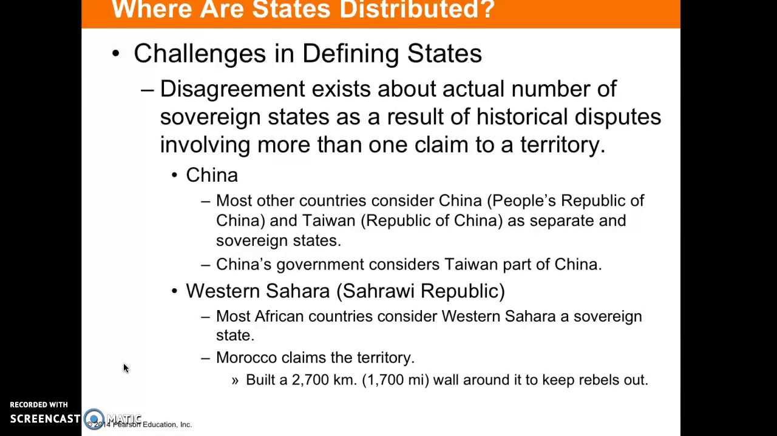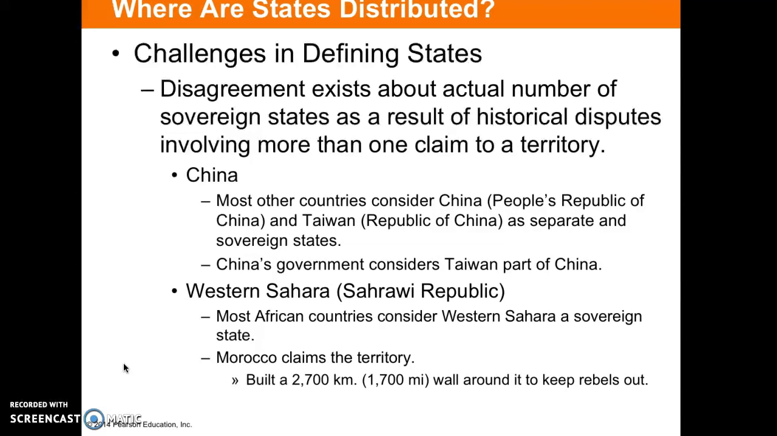There are some challenges about defining our states. So there's disagreement about the number of actual sovereign states as a result of historical disputes. So if more than one place has claim to a territory, we still are unclear about it. So some of the most famous ones is, most people consider China and Taiwan separate states. However, China recognizes Taiwan as part of China and refuses to make that distinction.